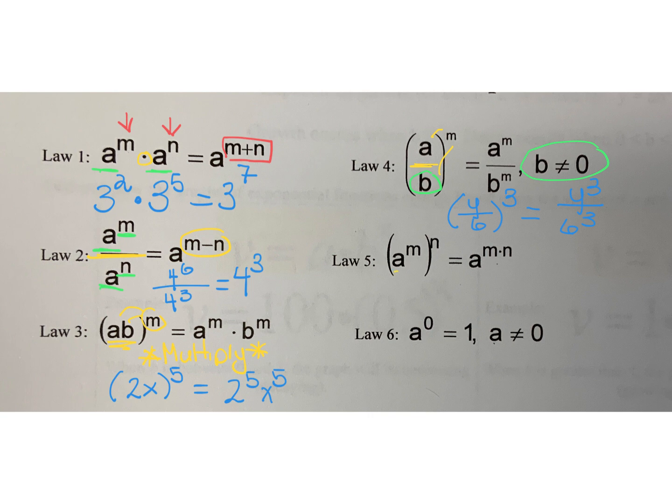The next law, if you have a base that already has a power, an exponent, and there's another exponent, you take these two exponents and you multiply them. So x to the third and then raised to the fifth, you multiply the 3 times the 5 and you get x to the 15th. And then the best rule of all, anything to the 0th power, or almost anything to the 0th power, is equal to 1. The only exception to this is 0 to the 0th power is undefined. But anything else to the 0th power will always equal 1.